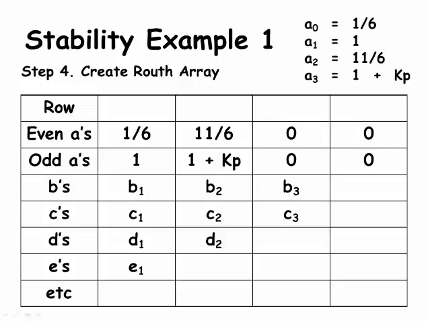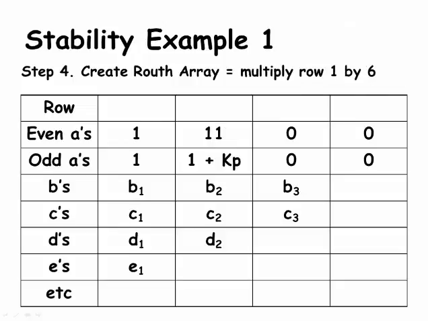Now I don't know about you, but fractions are just more difficult to handle. One nice thing about the Routh stability process is that you can multiply the coefficients in any row by a constant to get rid of fractions. So we're going to multiply the coefficients in the even a row by 6. Here is the Routh array after multiplying the first row by 6. The next step is to calculate the b's and c's.